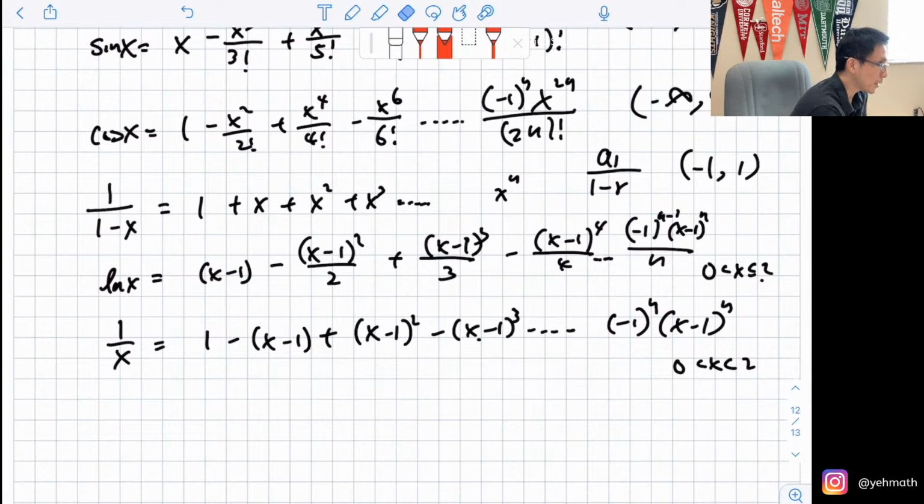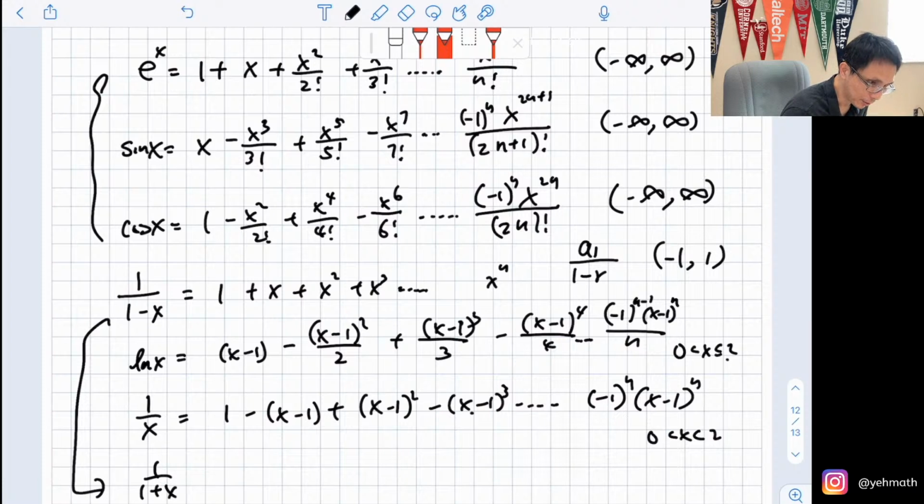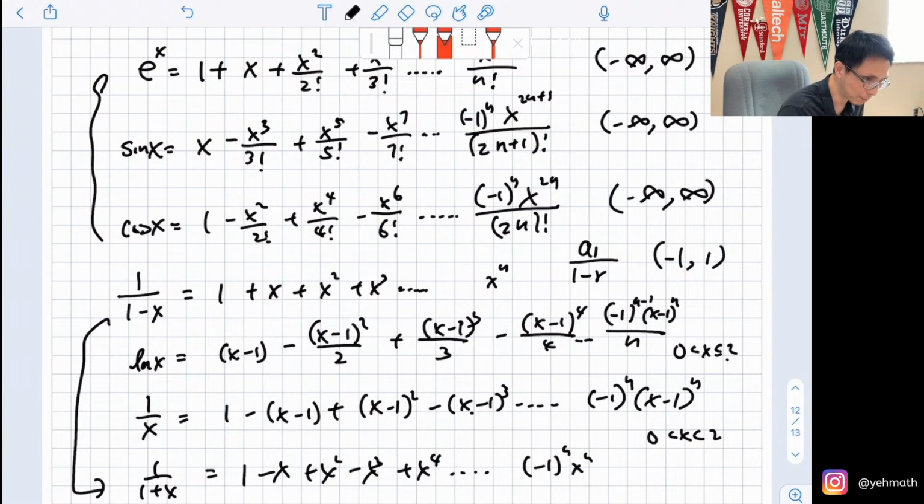Now there are a lot of other functions, for example, arctan, arcsine, and the binomial series. Those are also useful, but you don't need to worry about it. Just worry about all the standard ones. So the priority is probably those 3. This one can also change to 1 over 1 plus x. That changes to 1 minus x plus x squared minus x cubed plus x to the 4th, dot, dot, dot, to negative 1 to the n of x to the n.